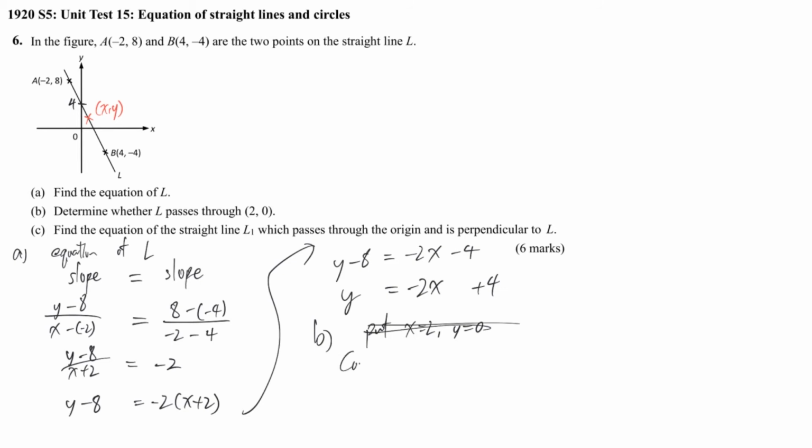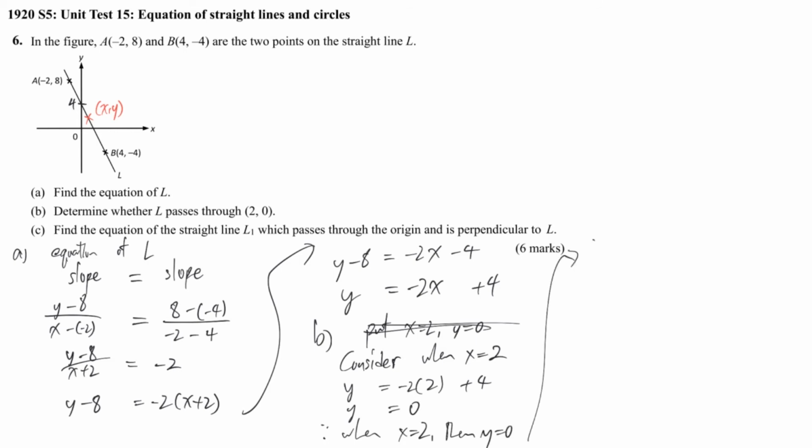You are just going to consider a certain situation when x is equal to 2. And you consider what is the corresponding y, is that equal to 0 or other values. So y is equal to -2 times 2 plus 4. We get y is equal to 0. Since when x equal to 2, then y is equal to 0, therefore, we say that L passes through (2, 0).